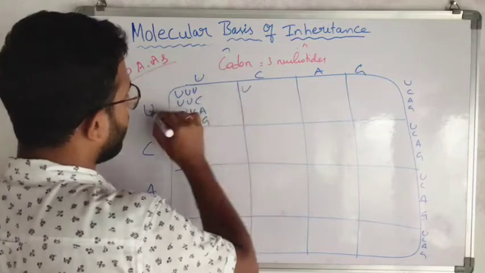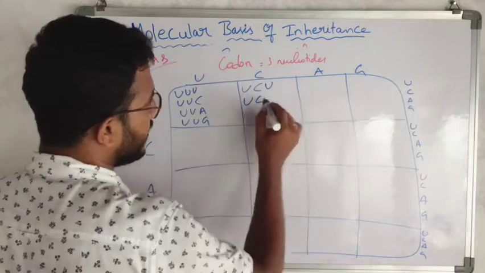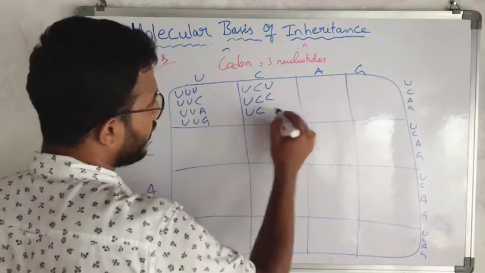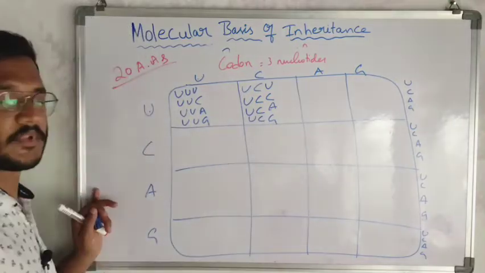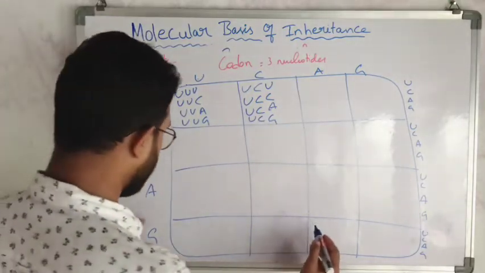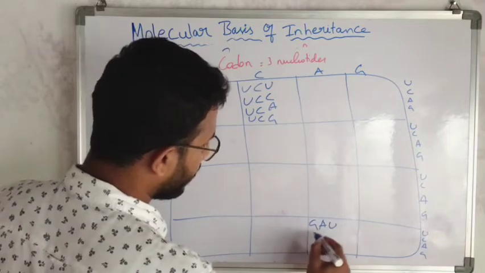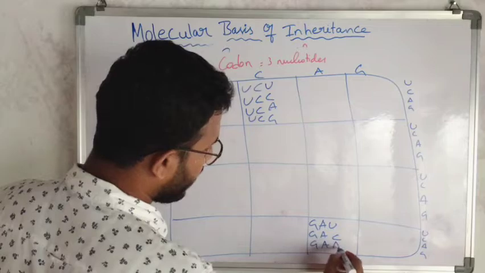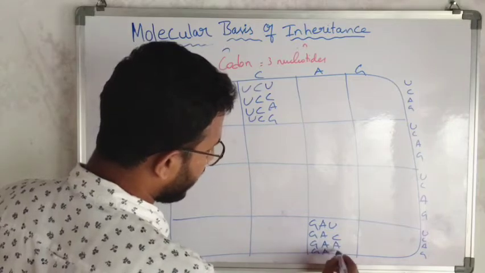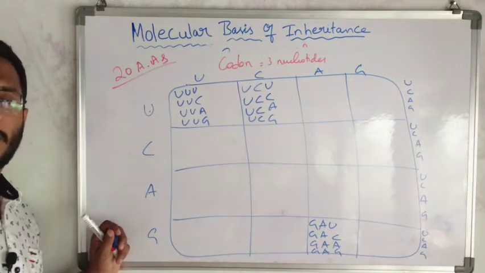U, C, U. U, C, C. U, C, A. U, C, G. Like that, take any box. For example, this one. G, A, U. G, A, C. G, A, A. G, A, G. Like that, the codons will be formed.